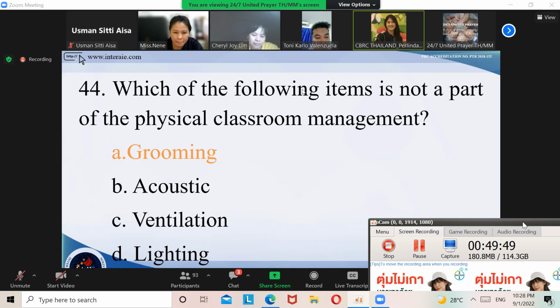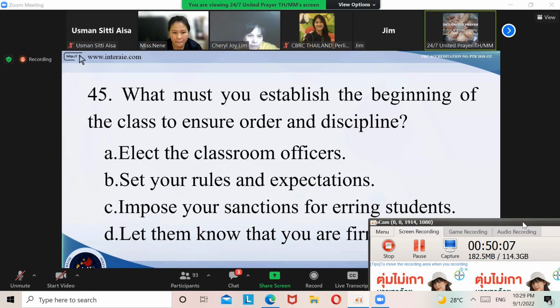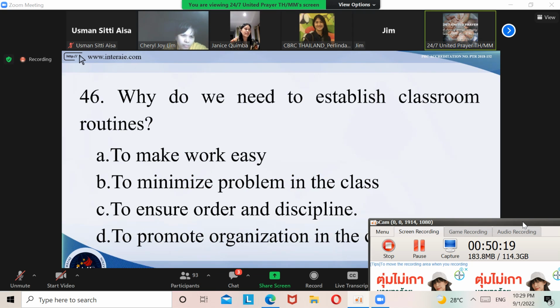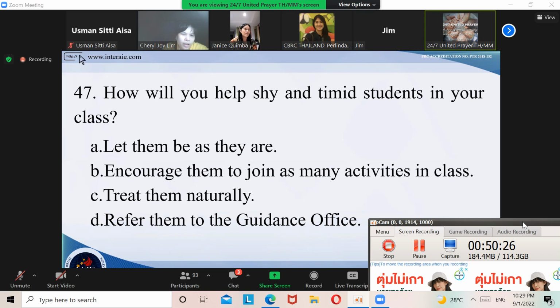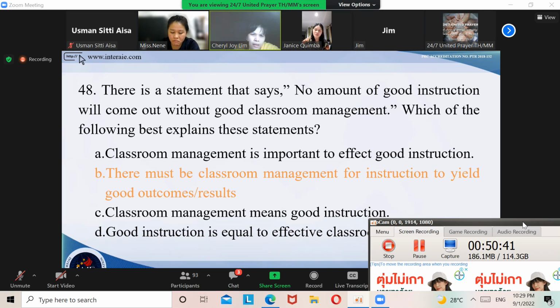Acoustic, more on sounds. Hello? Naririnig pa? Choppy, ma'am. 44, letter A, grooming. Number 45. B. Set the rules and expectations. Number 46. C. Ensure order and discipline. 47. Encourage them. B. Yes, encourage. 48. Letter B. Management instruction. Yes.